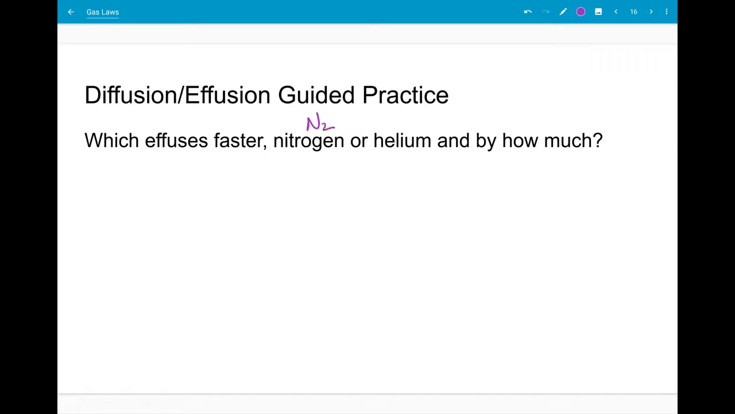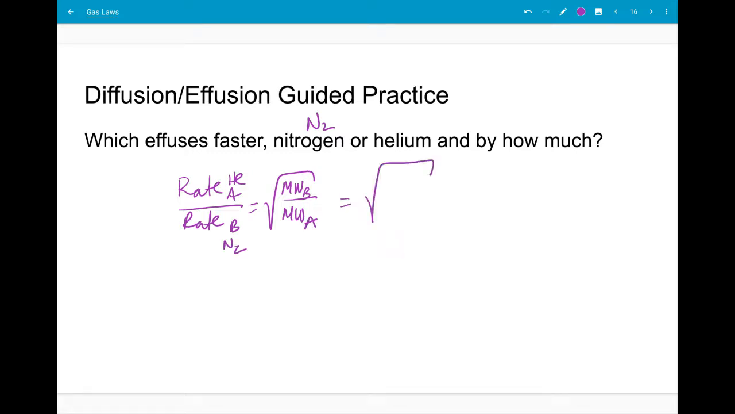Which effuses faster, nitrogen or helium, and by how much? So we're going to take rate A over rate B equals the square root of the molar mass of B over the molar mass of A. So A is helium and B is nitrogen. So nitrogen has a molar mass of 14 times 2 is 28, divided by the molar mass of helium, which is 4. So we divide those two numbers and take the square root. We find that it is 2.6 times faster. So we find that helium, because that's on top, is 2.6 times faster than nitrogen.